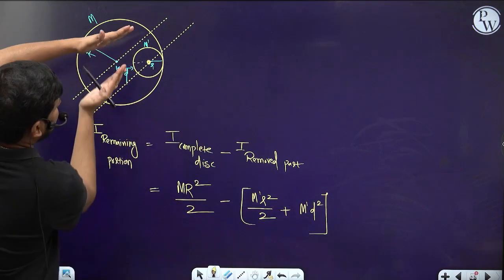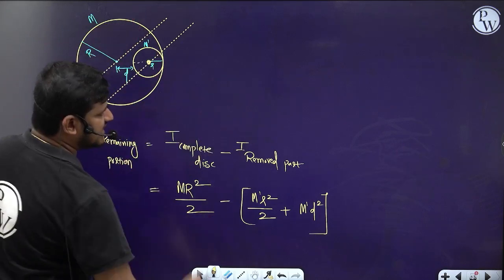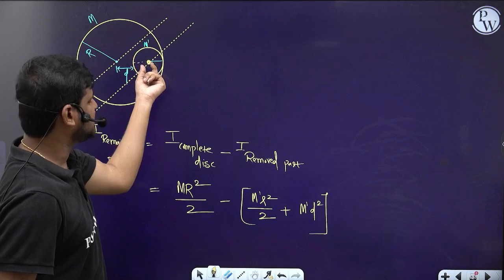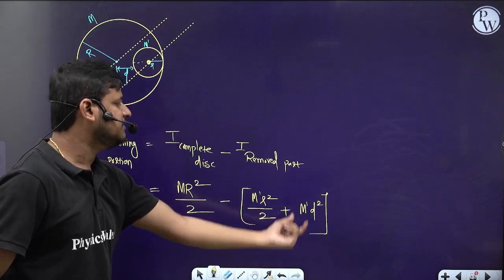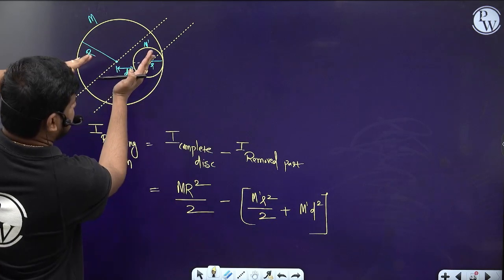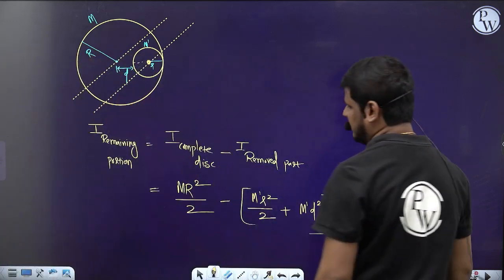But I know already about the perpendicular axis. I took the perpendicular axis here, so here also I am taking the same perpendicular axis. M dash R square by 2, the moment of inertia of the mass about its center of mass, plus M dash d square. So here is the parallel axis theorem: about its center, plus at a distance d. That's it, done this part.